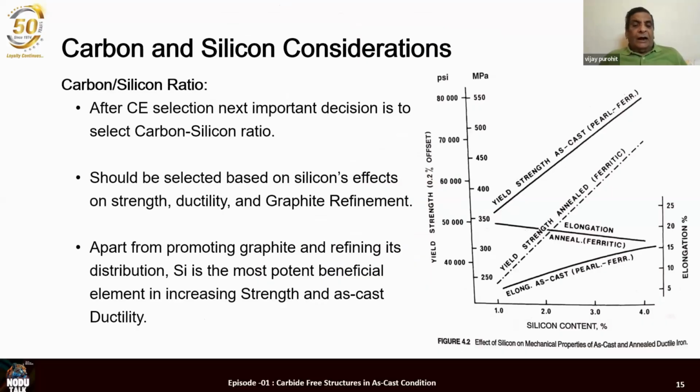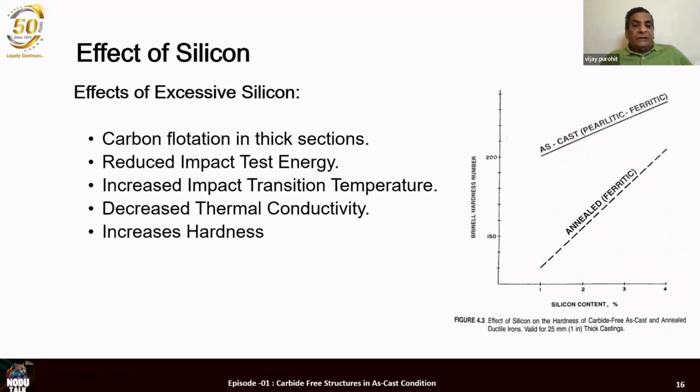Okay. Now, after carbon equivalent, we have decided to fix the silicon content. It should be based on silicon's effect. Silicon affects the strength, the ductility, and the graphite refinement, that means the size of the graphite. Apart from promoting graphite and refining its distribution, silicon is the most potent beneficial element in increasing strength in the as cast and the as cast ductility. What is the as cast ductility? Will come.